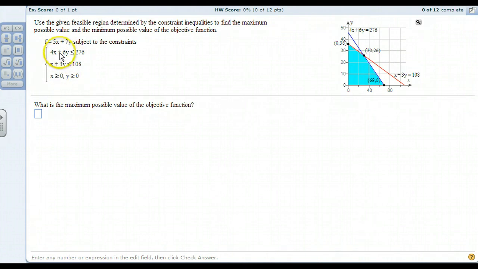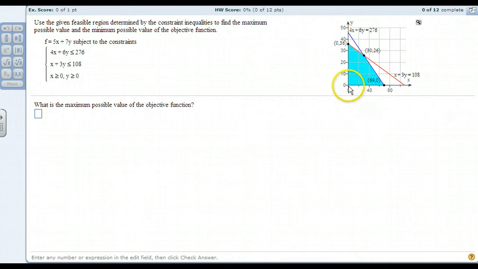Again, what we're basically trying to do, these constraints create this shaded region, just like in the last homework set. We're basically coming up with this shaded region, but now we're going one step further. We're saying, alright, here's our objective function that we're trying to either maximize or minimize subject to these constraints. And the way this works is these endpoints of your region are where the maximum and minimum possible values could lie.